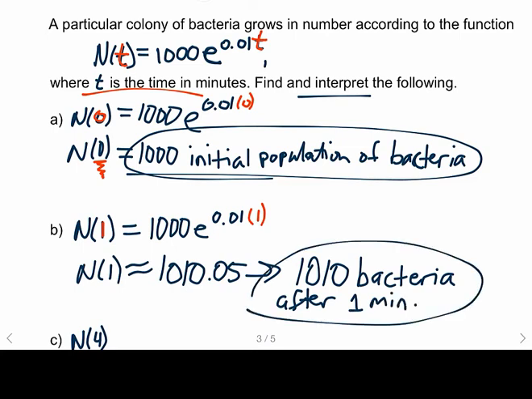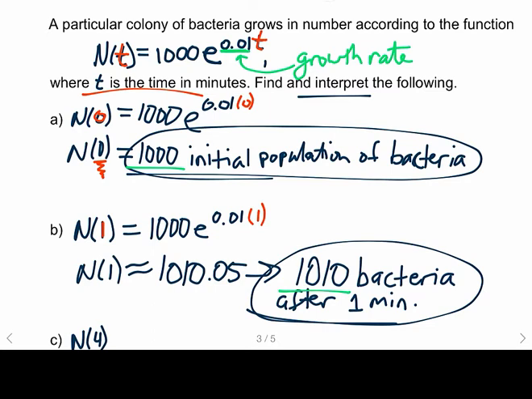Now we can explore this a little further, but I'll just suffice it to say that after 1 minute, the number of bacteria increased from 1000 to 1010. 10 happens to be 1% of 1000, and the exponent happens to contain a 0.01. This is actually the growth rate, and in this case represents 1% per minute.